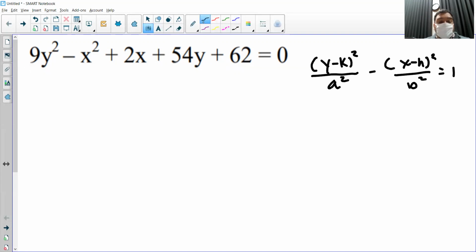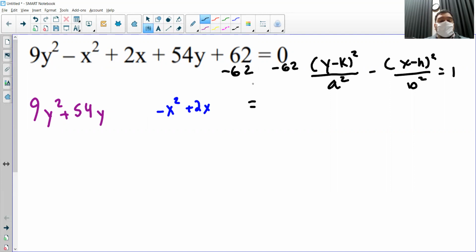So I'm going to do the left side. I'll do it in different colors to keep track. So the left side, I'll make the y's because it's positive. So 9y squared plus 54y. I'm going to leave a gap here on purpose. For x squared, I'm going to have negative x squared plus 2x. Leave a little gap here. And then I'm going to move any constant to the other side because they'll interfere with all the completed squares. So I'm just going to put -62 on the right side.